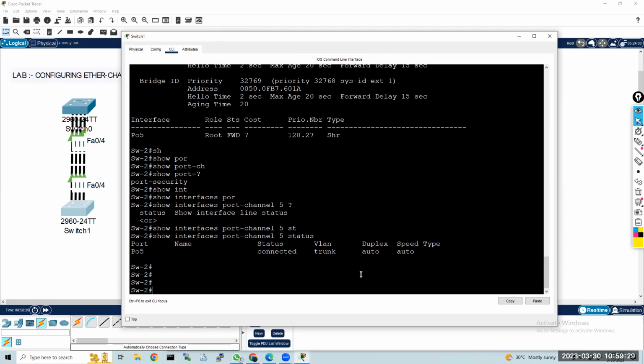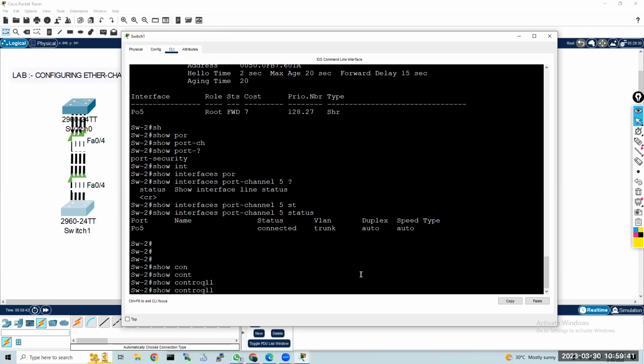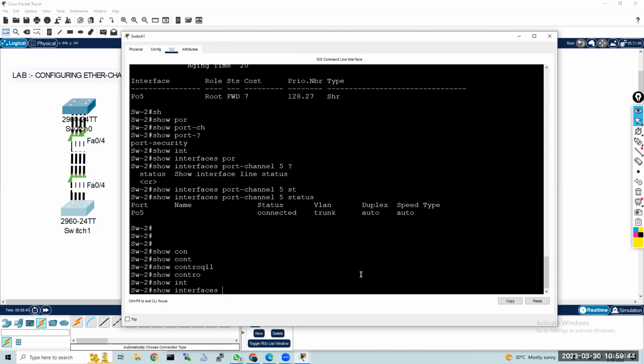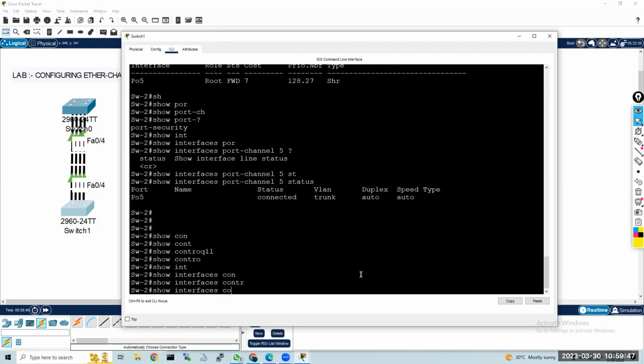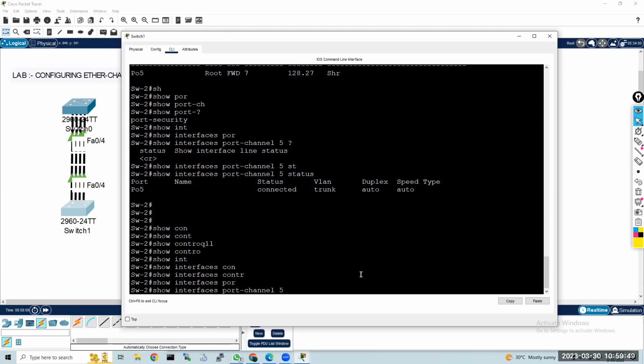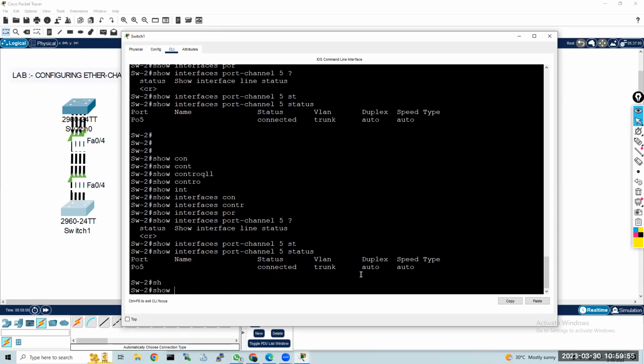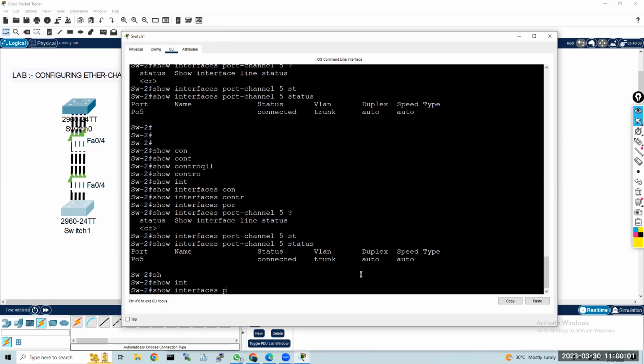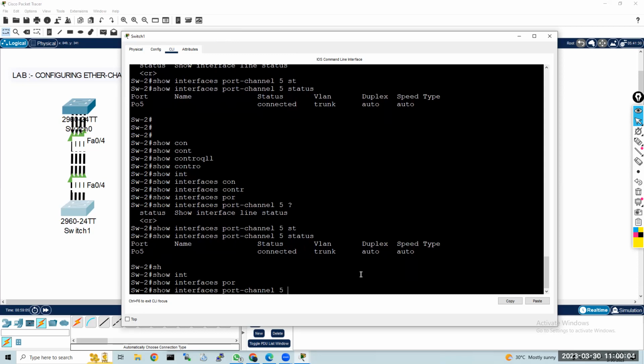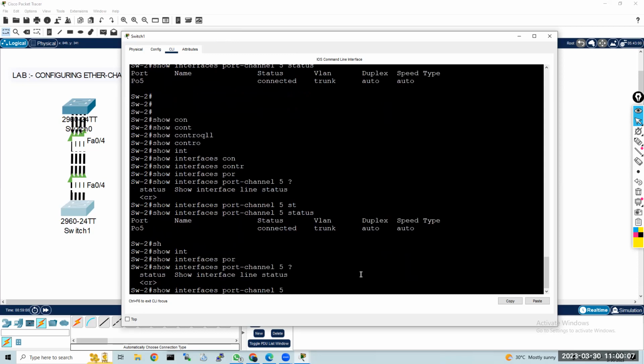Okay. Now one more command is show controller, I think. Let me show you that. Show interface port channel 5. Only status is showing. Show interface. Only this option. Let's see in layer 3. We'll see.